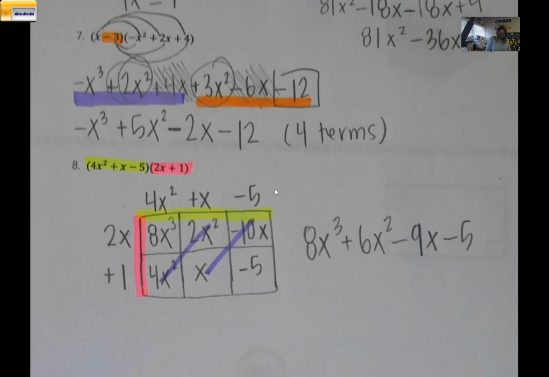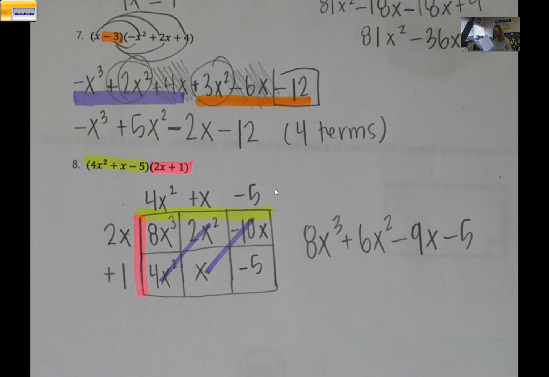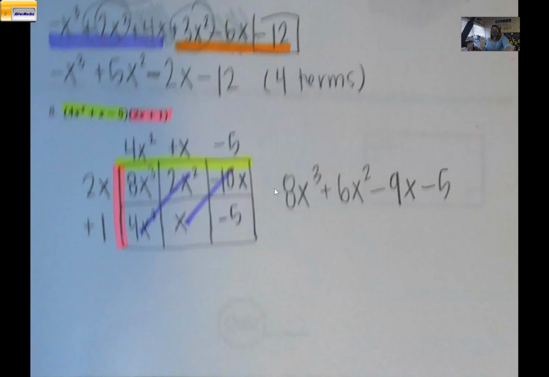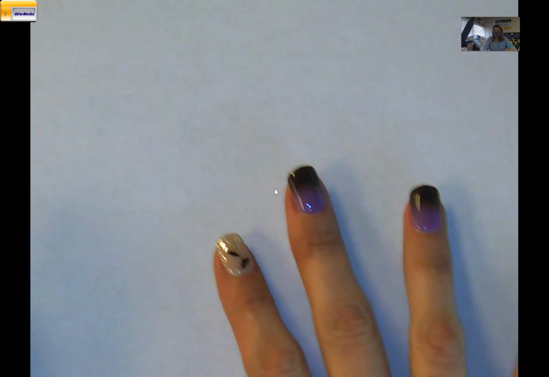Okay, let's have you guys try one. And you can do this one on your desk because there's so much that you have to write. You decide if you want to use box method or if you want to use distributing. So that's the arrows over the top and the arrows under the bottom.